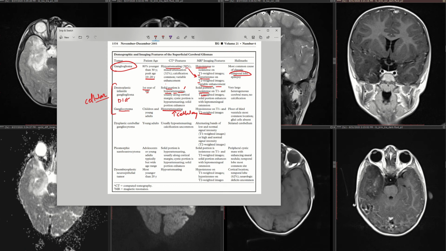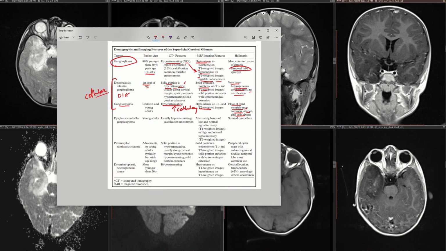Interesting. Other examples of cellular tumors are lymphoma or meningioma. So where are the sites of these things? In DIG, they are large heterogeneous cerebral masses, no calcification is seen. Gangliocytoma will be in the floor of the third ventricle, which is the most common location. Glial cells would be absent. Interesting.